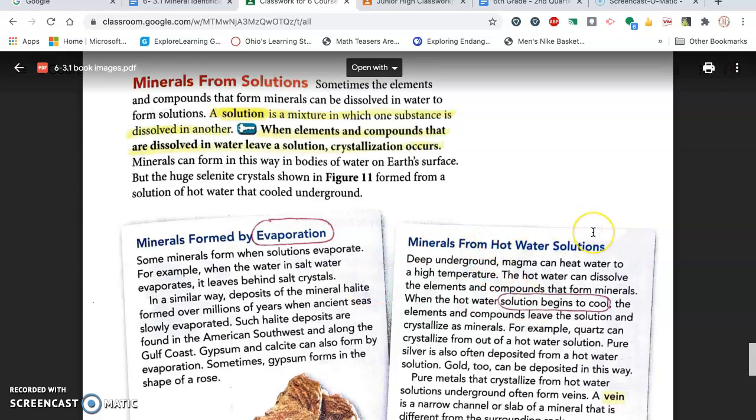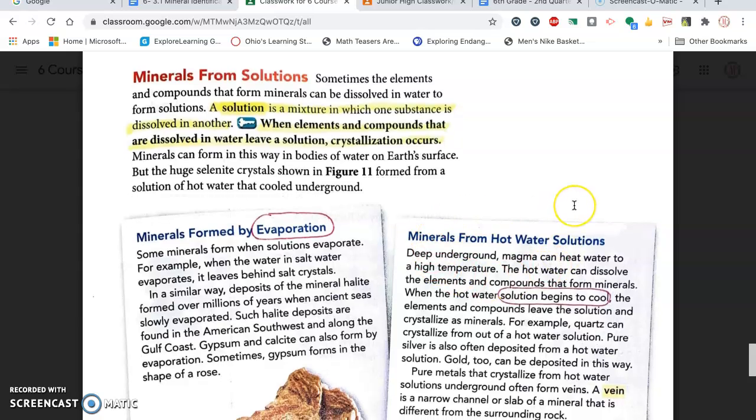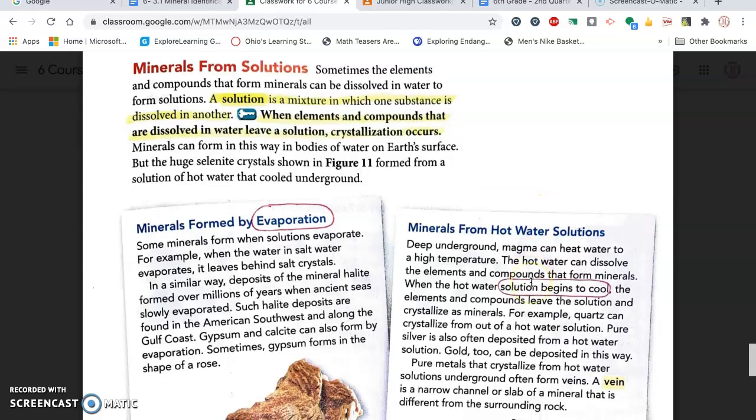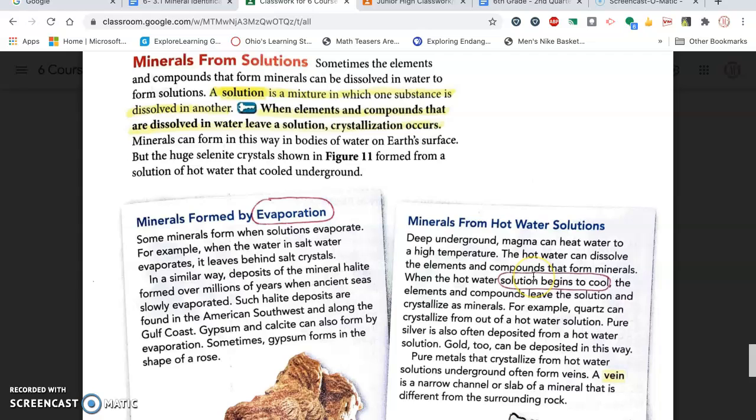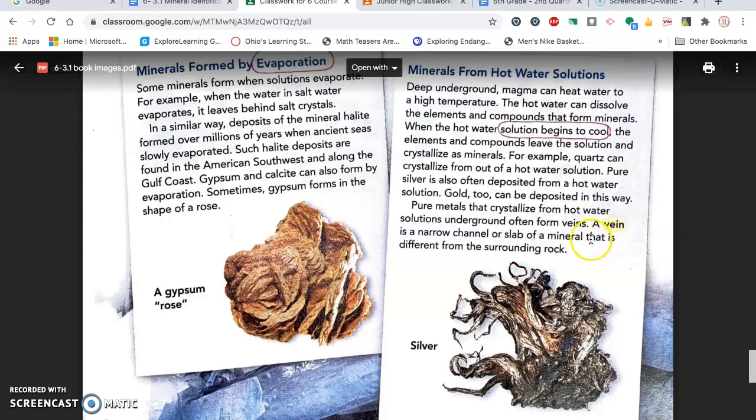And then the second way that minerals can form from solutions is this notion of minerals being in a hot water solution. And as that hot water cools, the minerals come back together and crystallize. Even though there's still water present, the water isn't warm enough to keep the bonds broken. And so as the solution begins to cool, the elements and compounds leave the solution and they crystallize as minerals. And this is often going to be what forms a vein.